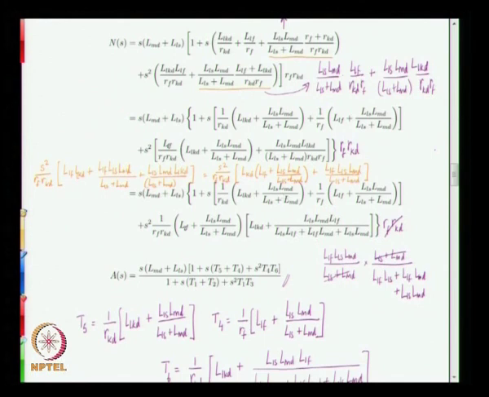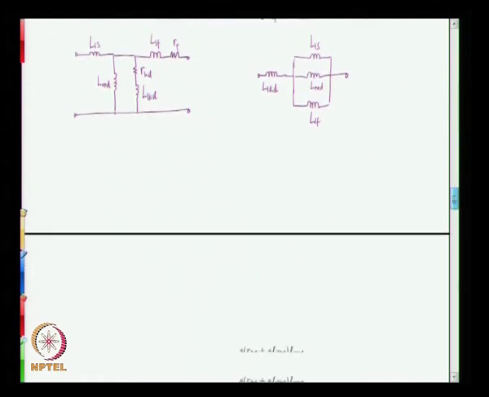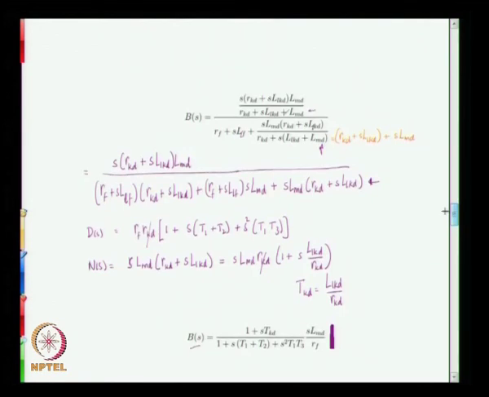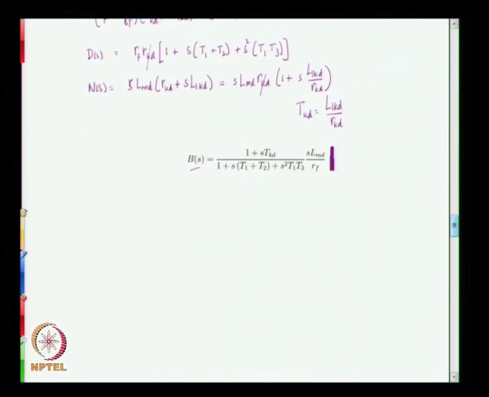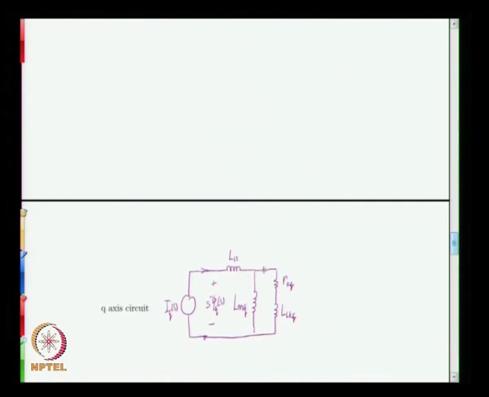Several expressions T5, T4 and T6 were identified, and the resultant expression A then looks as is written here. Similarly, we worked on the Q axis equivalent circuit, expression for B first, and that was then written in this form as a first order term here divided by the second order denominator multiplied by S times LMD by RF. We then applied a similar method of analysis to the Q axis circuit as is shown here.